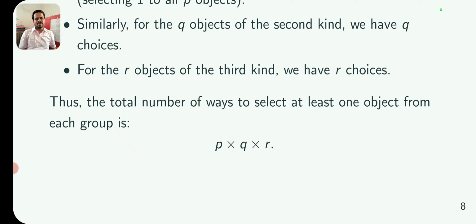After that, we have also discussed one corollary on selection of at least one from each group. If P plus Q plus R objects are there and all these objects are identical of first, second and third kind, and we have to select at least one object from each group, then the number of ways is given by P, Q, R. So today we will stop here.